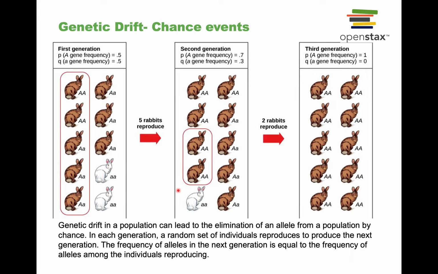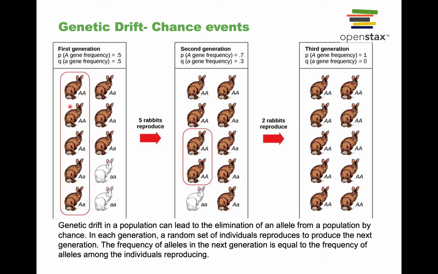Another event that changes the allele frequency and leads to evolution is called genetic drift. Genetic drift is basically due to chance events, which is represented here. So we have a population of rabbits. Let's say there are two different alleles for coat color: A, which is brown and dominant, and little a, which is recessive. The population starts with equal frequencies for both of these alleles.